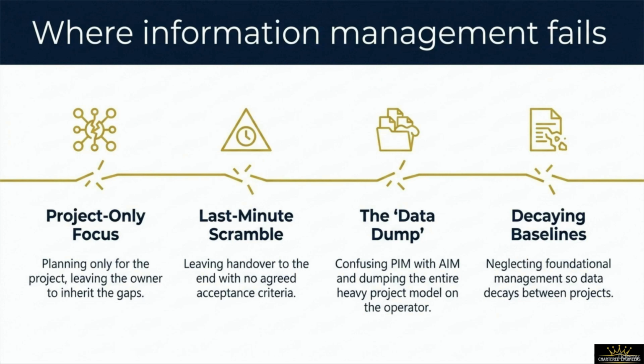Failure mode number 3 is the infamous data dump. This occurs when a team confuses the PIM with the AIM, dumping a heavy, unchecked design model on the operator. Finally, failure mode number 4 is decaying baselines, which happens when an owner completely neglects foundational management, allowing their asset data to decay between projects. Let's look at how the standard structures information movement to prevent these failures.